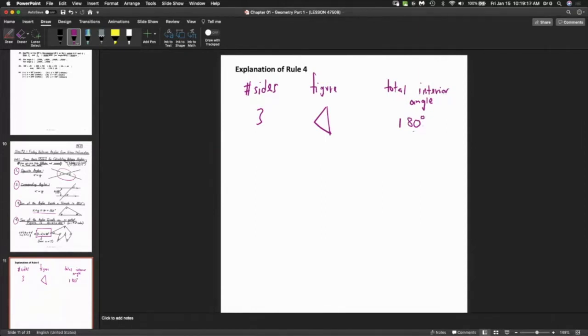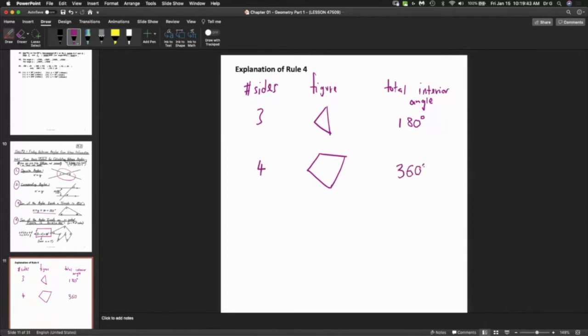So what if it had more than 3 sides? What if it had 4 sides? What would the total angle be for 4 sides? Anybody want to guess? How much would it be if you added up all these angles here? Zifeng is correct. It's 360.